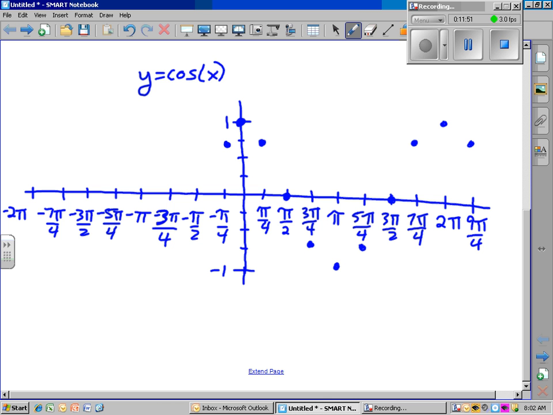Be about 0.7 positive. 0. 0.7 negative. Negative 1. Negative 0.7. 0. Positive 0.7. Positive 1. Again, if I wanted to, I could add in another 45 out here and just keep it going. Okay? Nice, smooth curve. Nice and smooth.